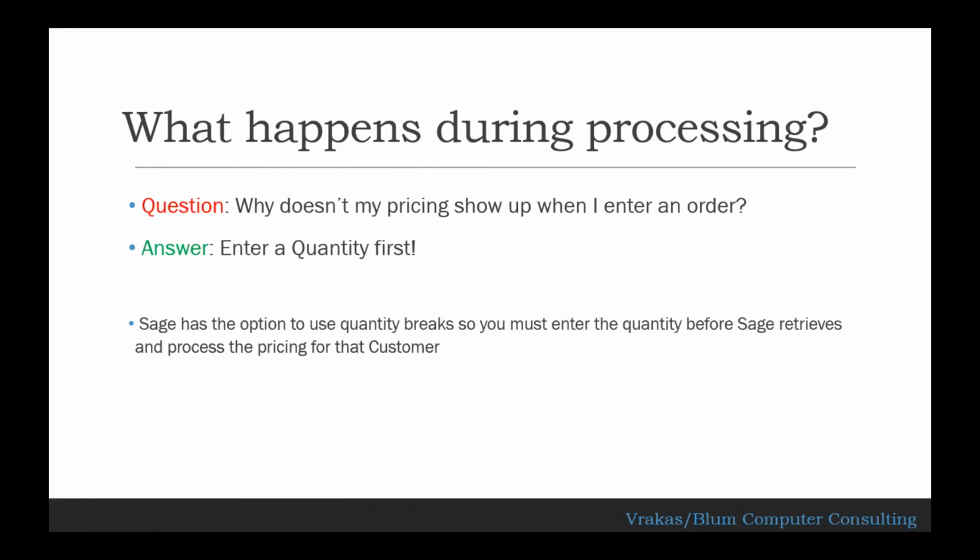Well, the answer to that is you need to enter a quantity first. Because Sage has that option to use quantity breaks, the time when Sage goes through its logic to say, if this, then this, then this, is after you enter the quantity and tab off of the quantity field. It'll look through those breaks, and that's why it needs to have the quantity before you can move forward.